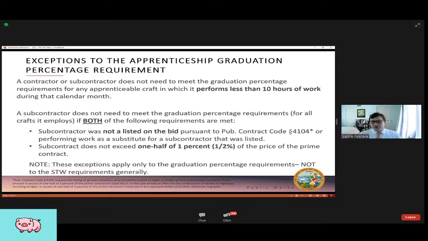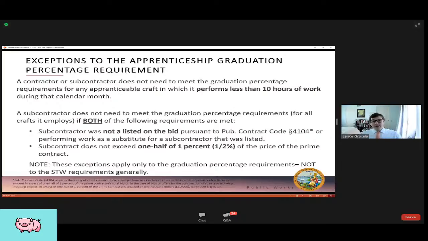So there are other exceptions that are more common, but keep in mind that these are exceptions only to the graduation percentage requirement, not generally to the skilled and trained workforce requirement. And that is where, in a particular trade, and remember, we're always talking about calendar months with the skilled and trained workforce requirement, if in a particular calendar month there's less than 10 hours of work for an apprenticeable craft, then the graduation percentage requirement doesn't apply. So again, we'll use the example with electricians. If your workforce performs 8 hours of work for electricians in a month, then there's not going to be any requirement as to the person or persons who perform the total 8 hours of work. That would be for all electrician work for the month, right?